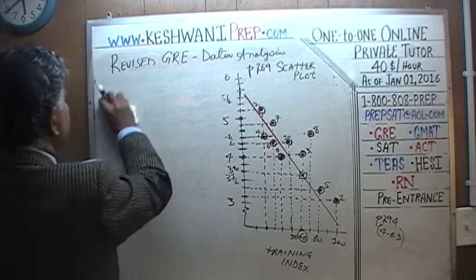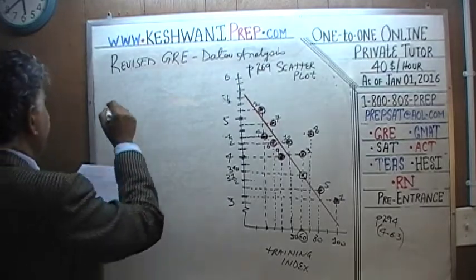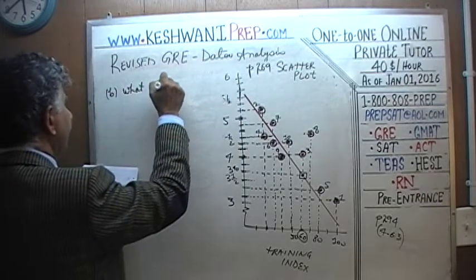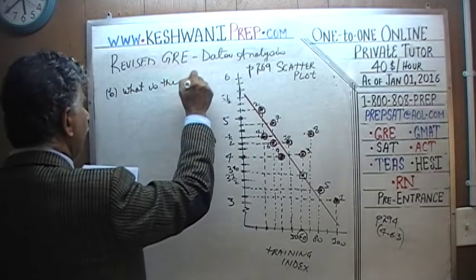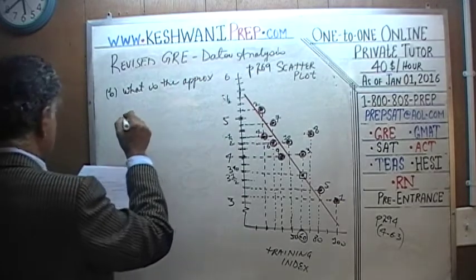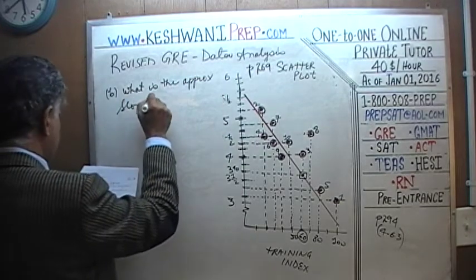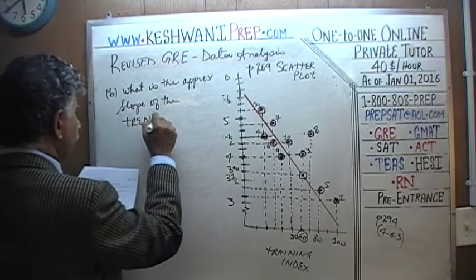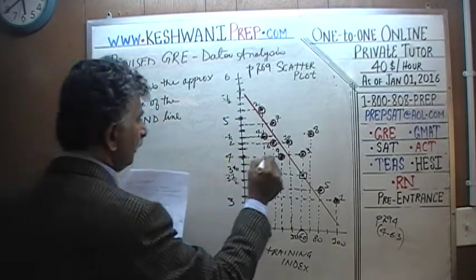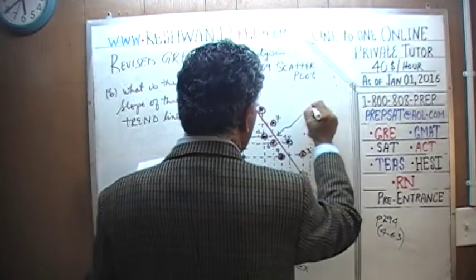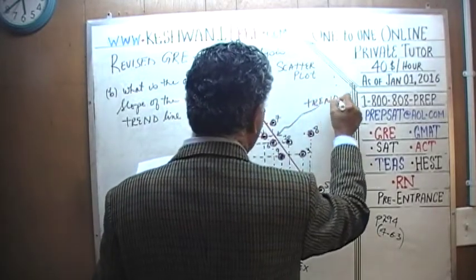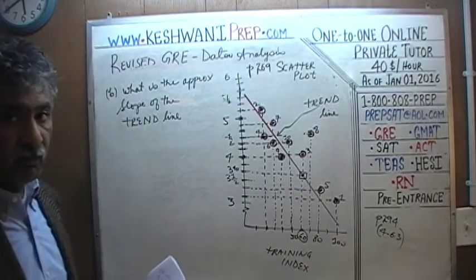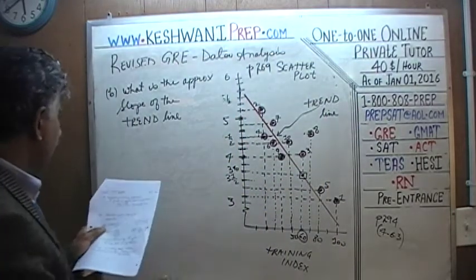Question number 2. Do it yourself. The next question, do it yourself. It says, what is the approximate slope of the trend line? This is called the trend line. That's the trend we see. This is called the trend line, or sometimes it's called the fitted line, or sometimes it's called the regression line, trend line.